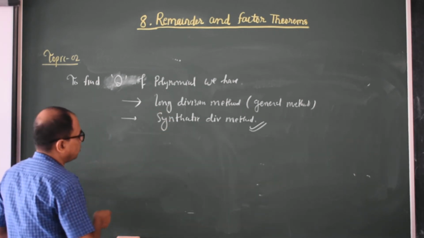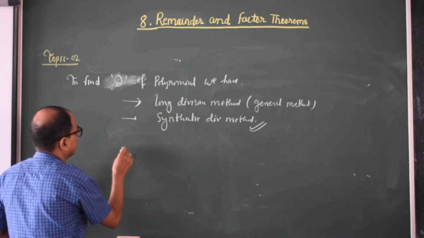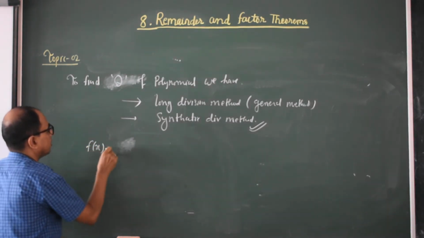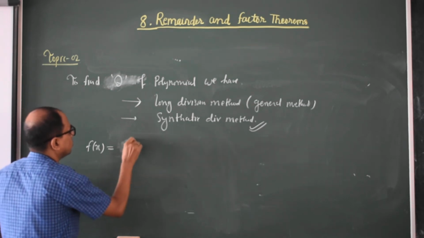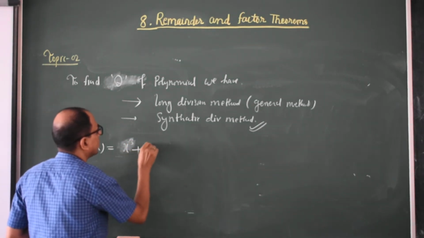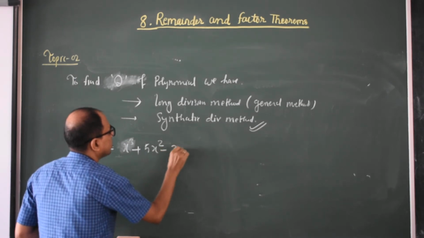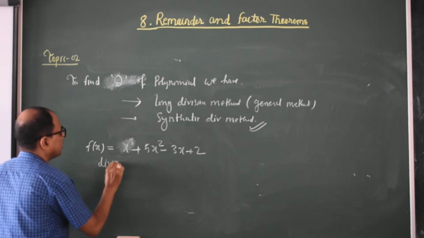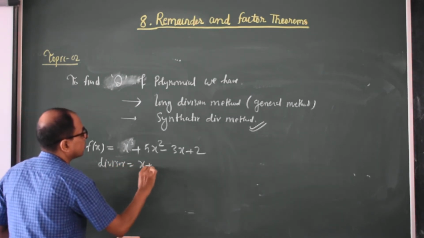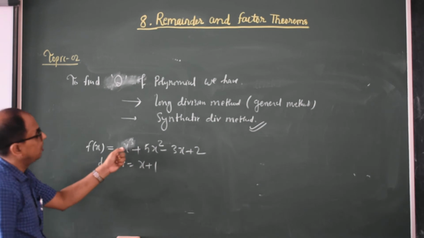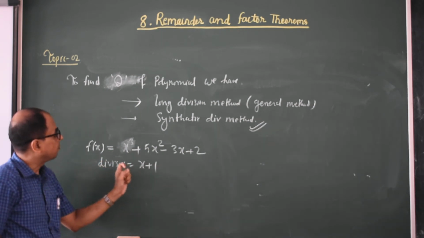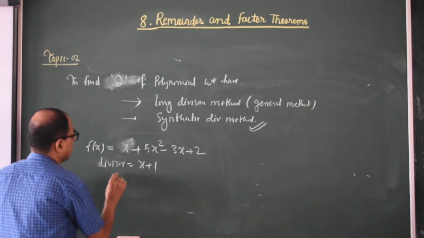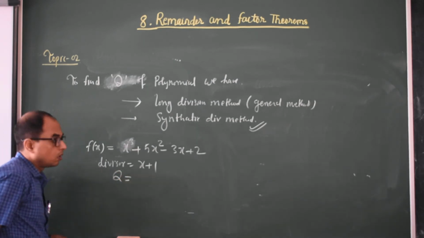Suppose we have to divide f(x), let's take x cube plus 5x square minus 3x plus 2, by the divisor x plus 1. Suppose we have to divide this polynomial by the divisor x plus 1, and we have to find the quotient.